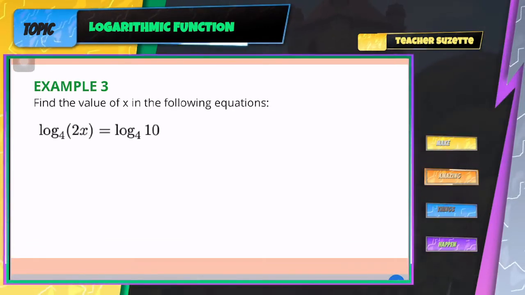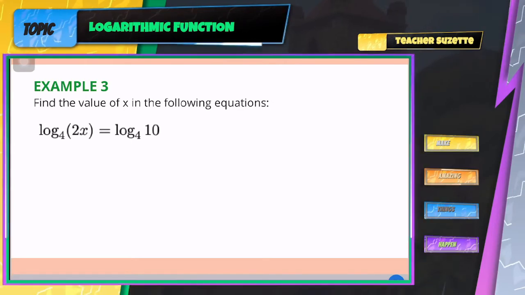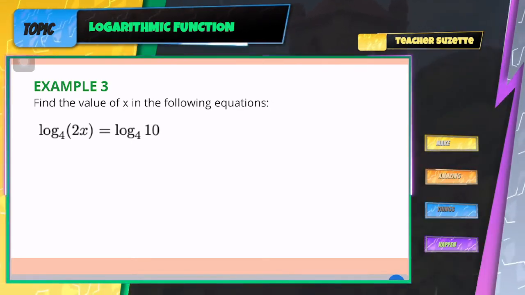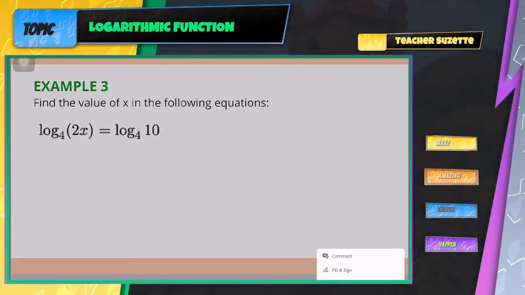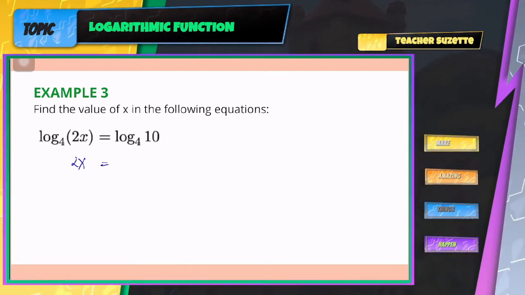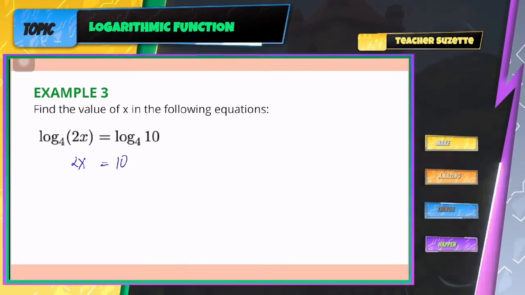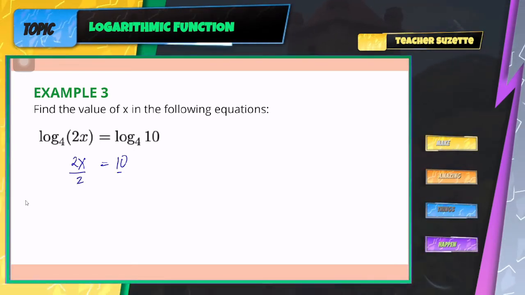Next, let's proceed with our next example. We have the logarithm of 2x base 4 equal to the logarithm of 10 base 4. So, both sides have logarithm. So, we can apply the one-to-one property to solve for this equation. So, using one-to-one property, we will have 2x equal to 10. So, ayan, madali na lang. Dividing both sides by 2. So, we will have x is equal to 5.